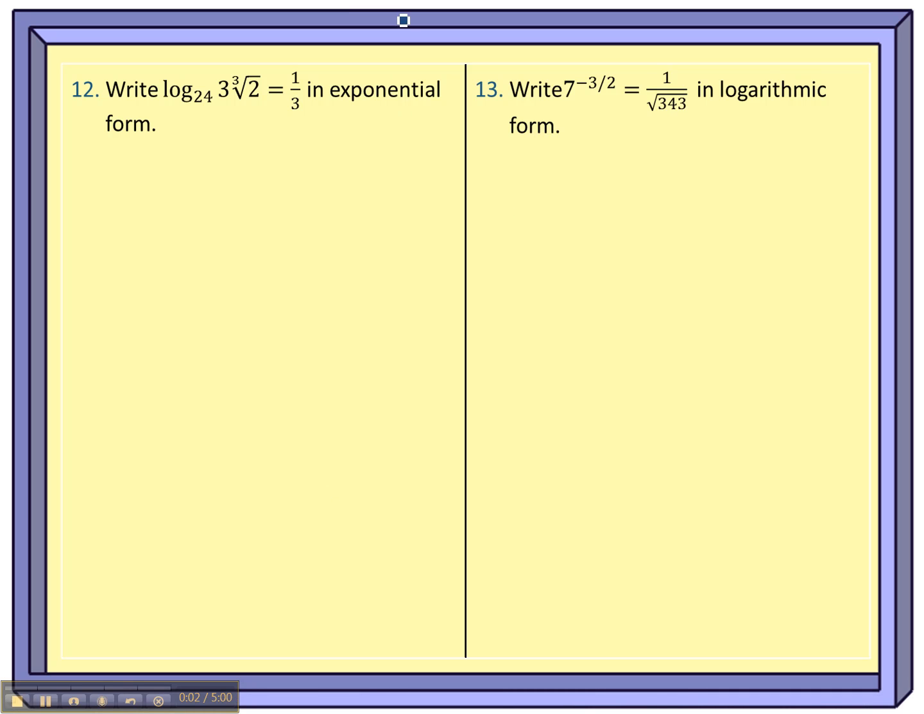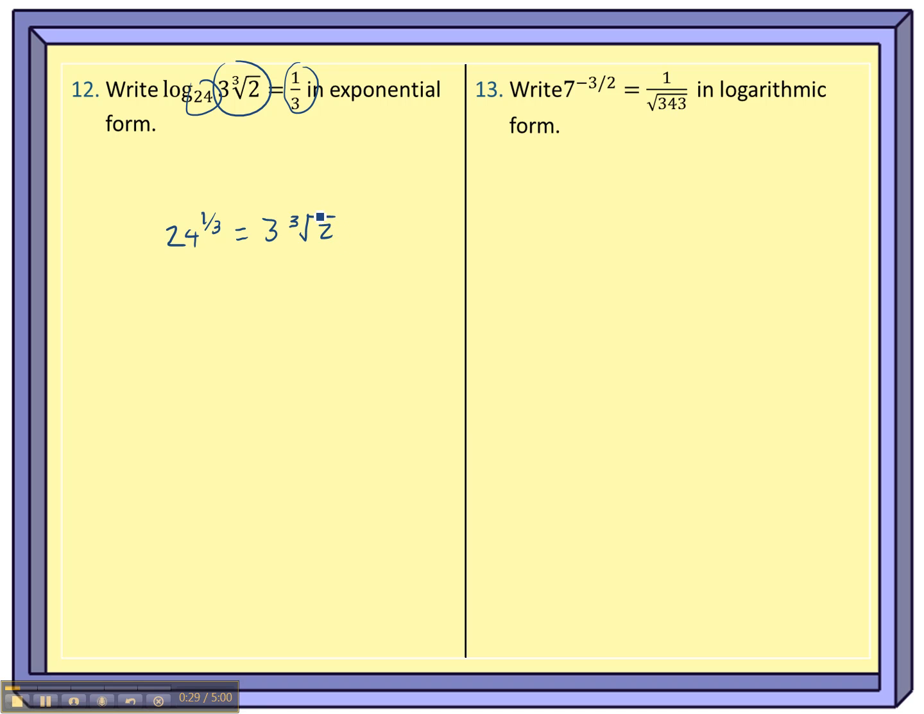Okay, question 12. Writing this logarithmic equation in exponential form. So we're just basically taking this base, which is 24, writing it to some exponent. The answer of a logarithm is always an exponent. The 1/3 power is equal to whatever it is I was taking the log of, 3 times the third root, or the cube root of 2.